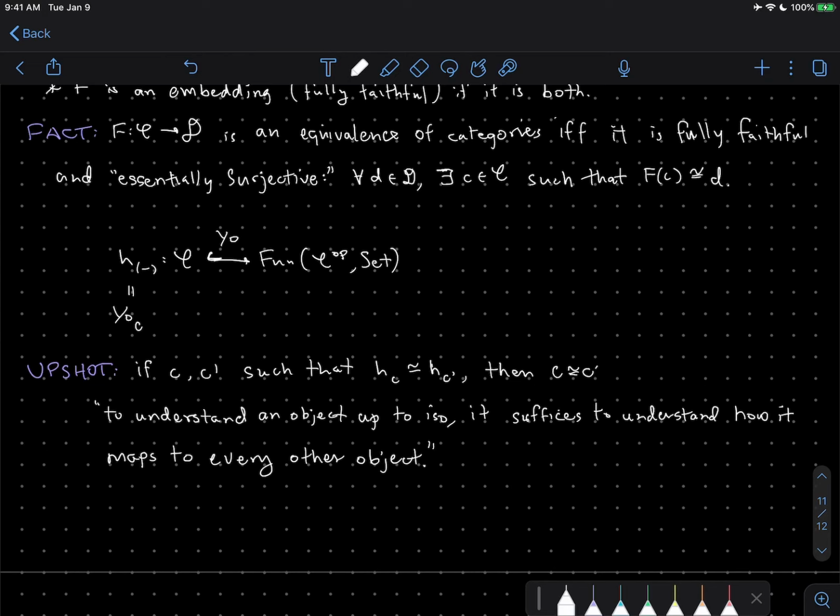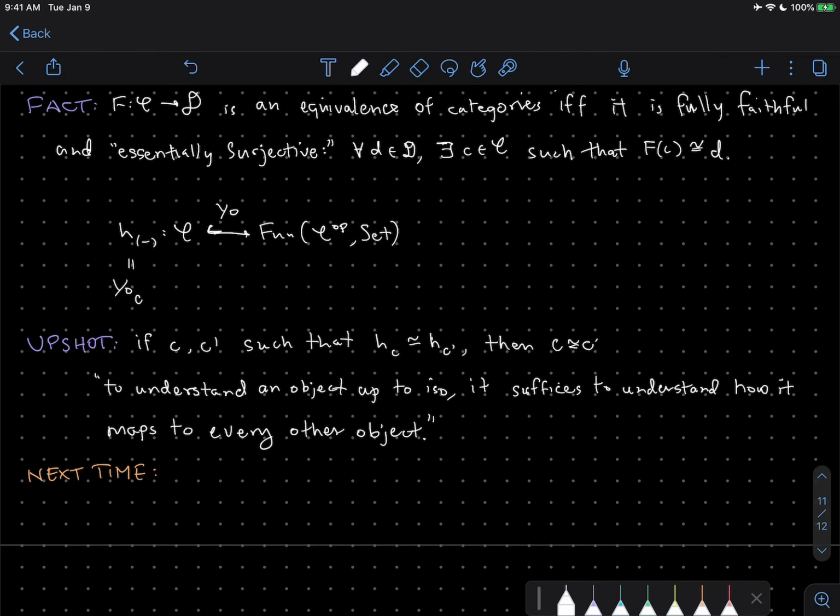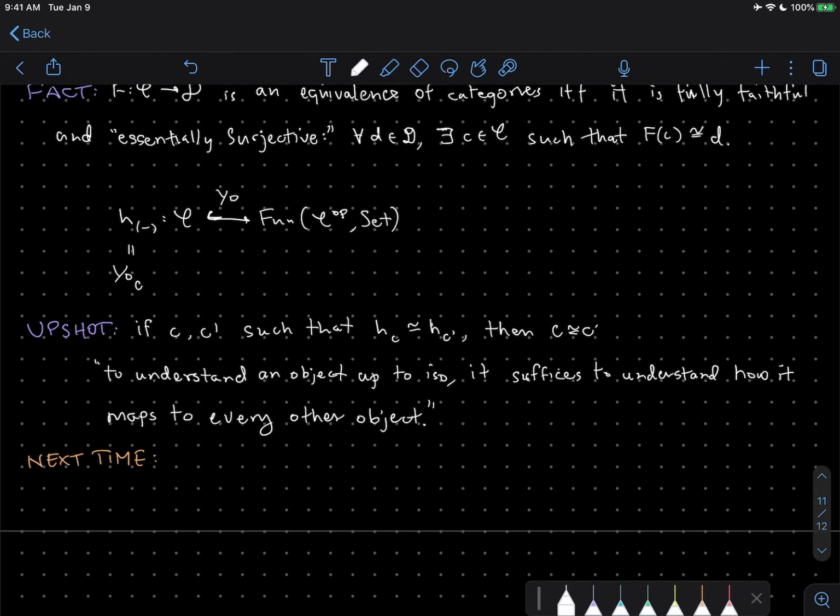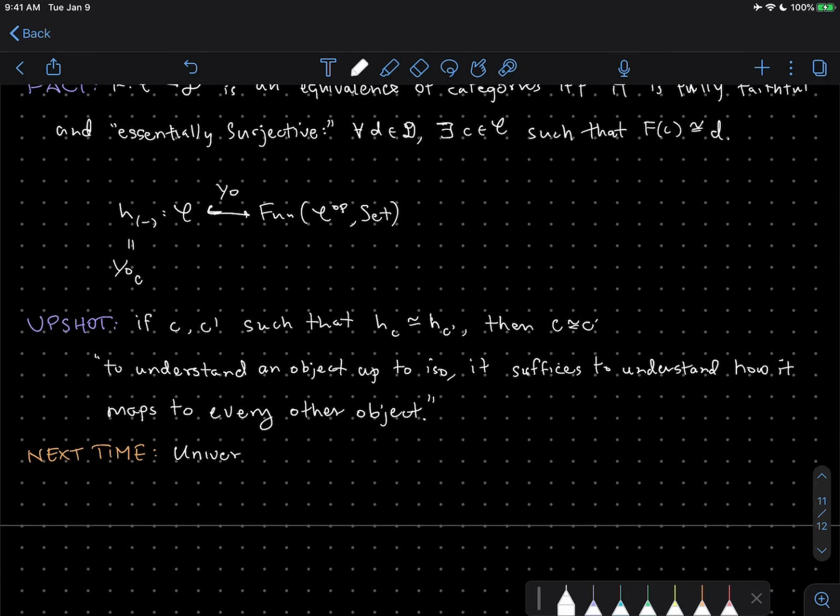This is where we're going to leave off for this lecture. Next time, we're going to talk about some other, super important constructions: universal properties, limits and colimits, adjunctions, and Kan extensions.